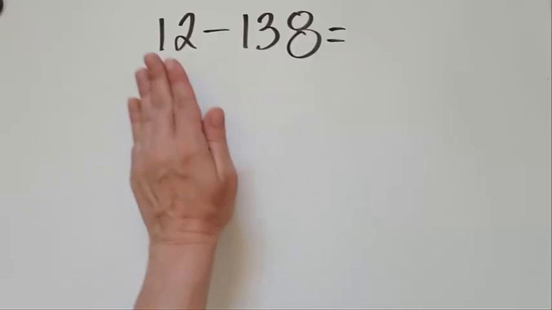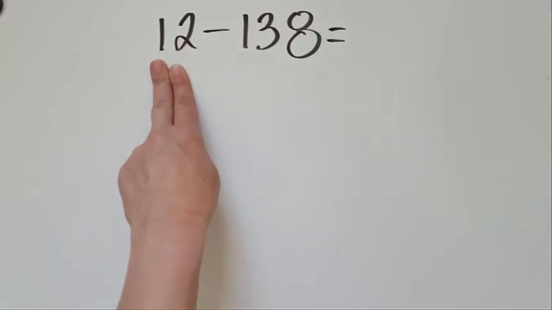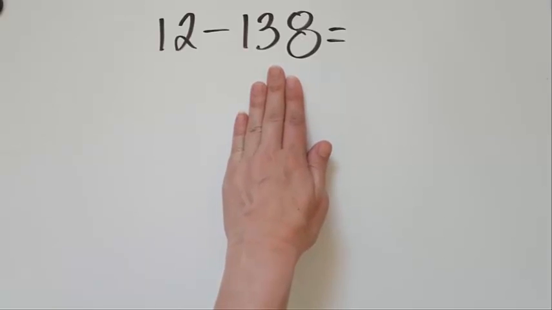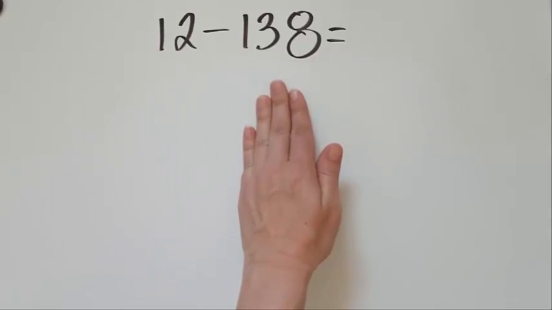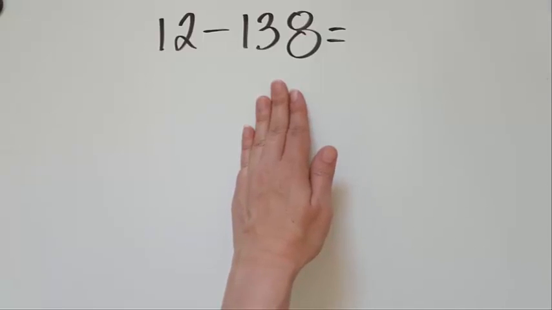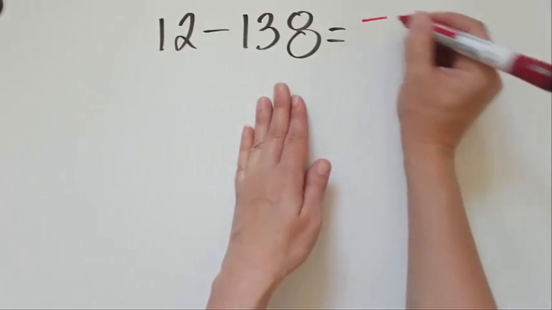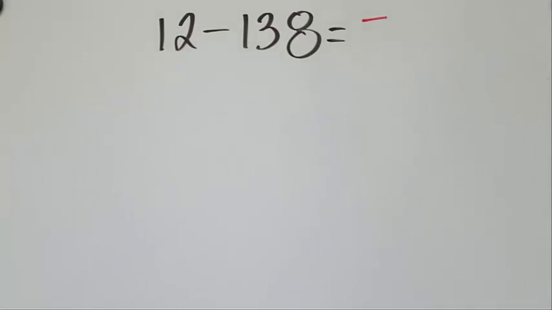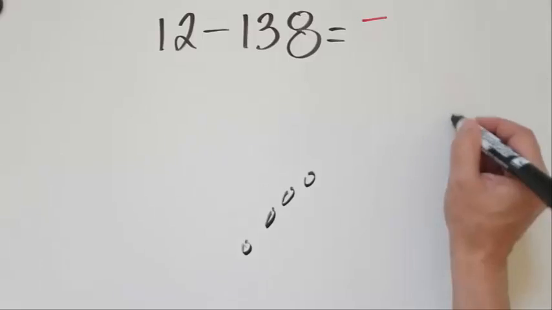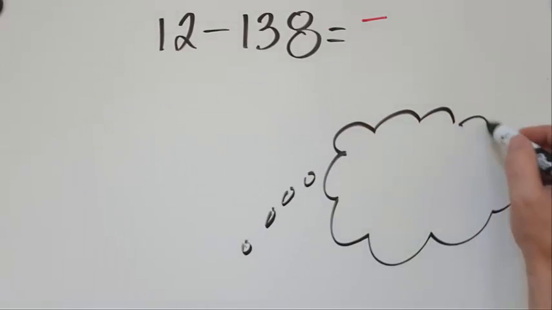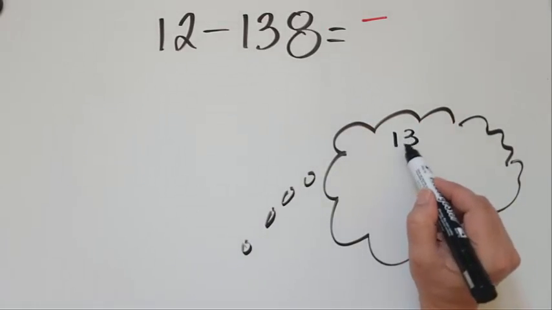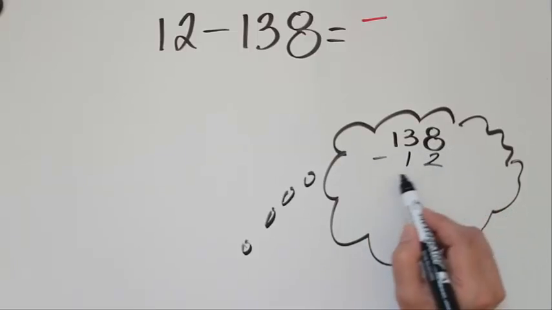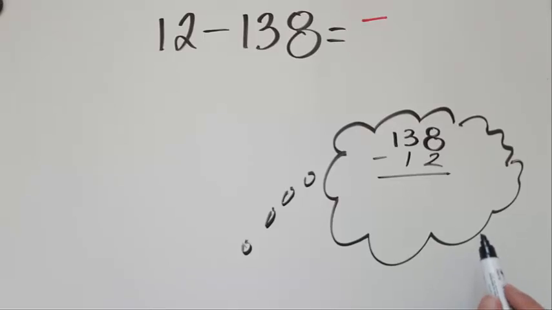Let's do another one. I have $12 in my piggy bank, but I owe my mom $138 because I broke her favorite lamp. So I gave her my 12, but how much do I still owe her? I do, in fact, still owe her. So I know that it's a negative number because I do still owe her. So again, I have a little thought bubble in my head and I'm thinking through, okay, my mom told me I had to pay $138. I gave her the 12. How much does she still want from me?